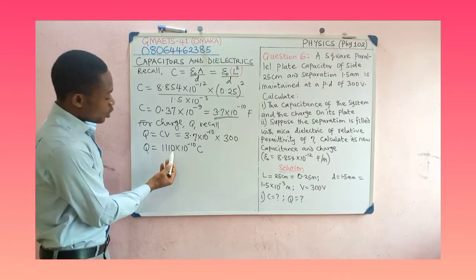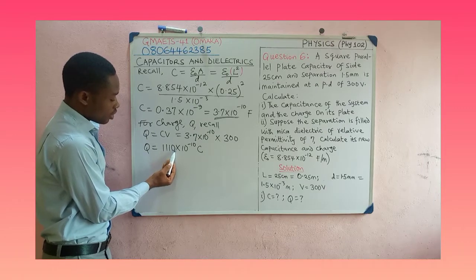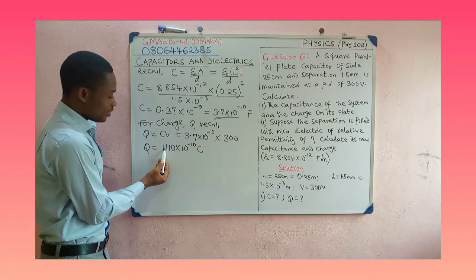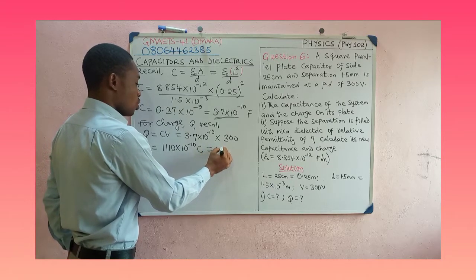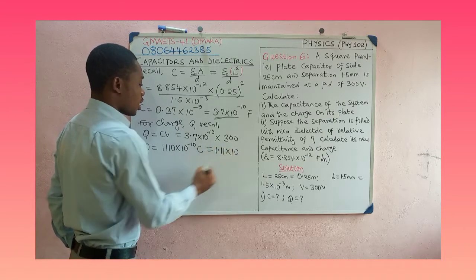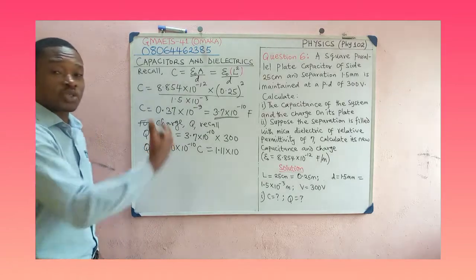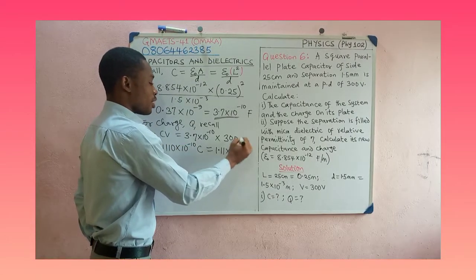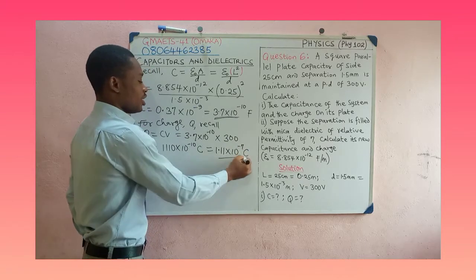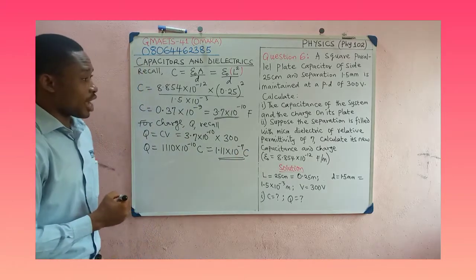Okay, once again, I might wish to move my point from here, go 1, 2, and 3. So this will still be 1.11 times 10 raised to the power. I move the point 3 times to the left, so I'm going to add 3 to this minus 10, which will give me minus 7 coulomb. So this becomes the charge on the plate.